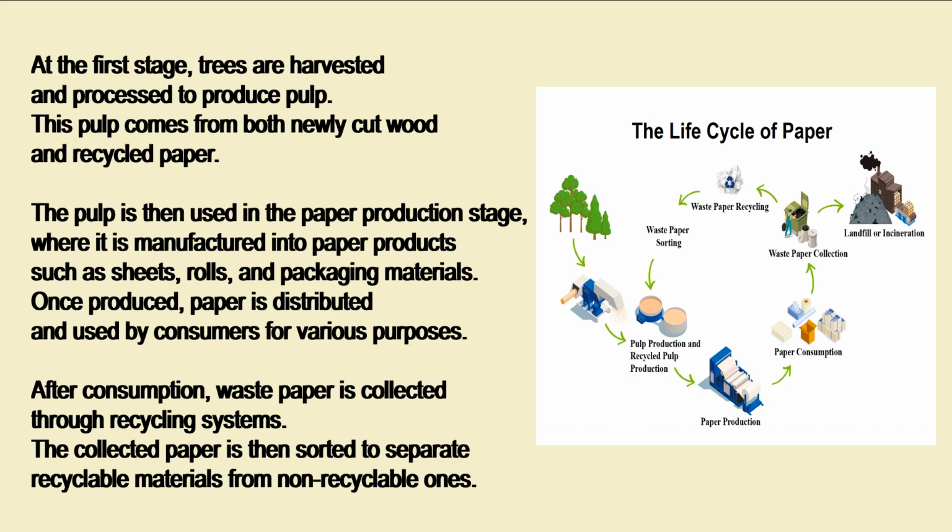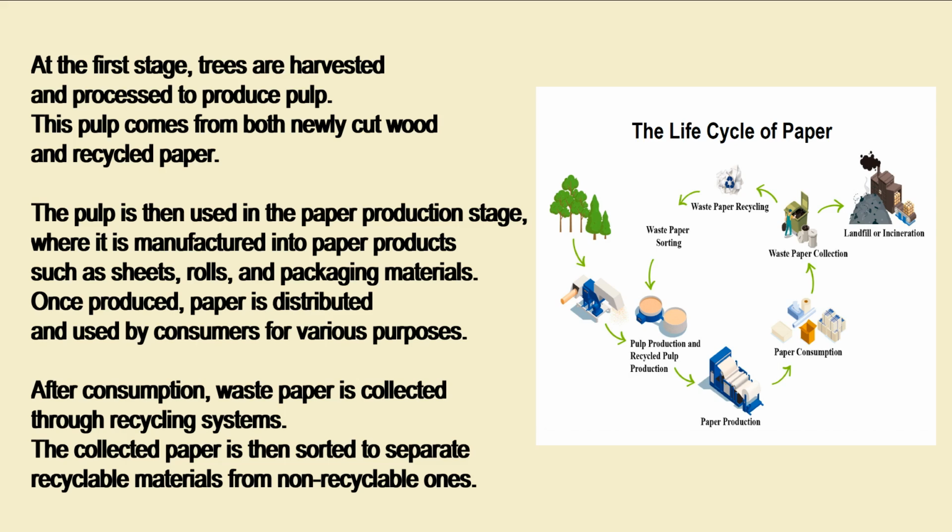At the first stage, trees are harvested and processed to produce pulp. This pulp comes from both newly cut wood and recycled paper. The pulp is then used in the paper production stage, where it is manufactured into paper products such as sheets, rolls, and packaging materials. Once produced, paper is distributed and used by consumers for various purposes.